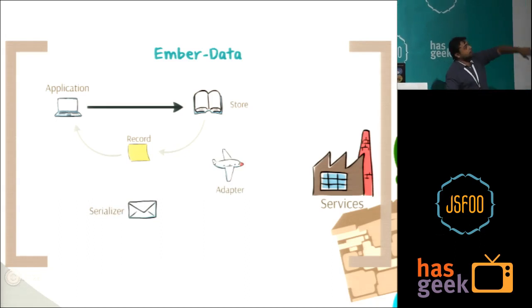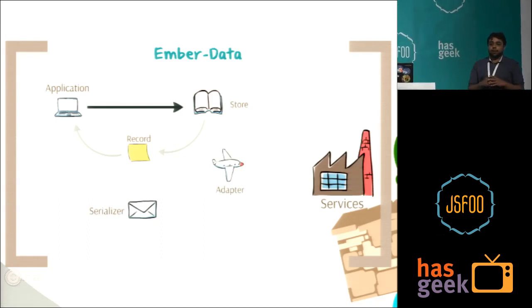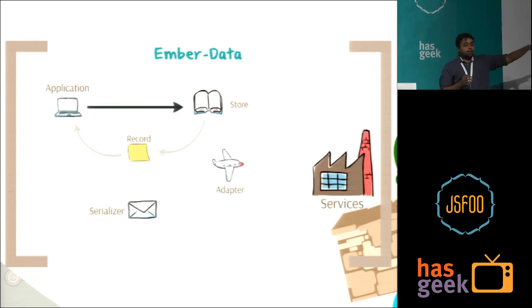So why the plane and the envelope? The serializer will basically serialize your response. So the job of the serializer is essentially to read the JSON and understand it, transform it into the type of the record, and take the record and transform it into something that the service understands. And the adapter basically just does the calling bit. Who to call, where to call, how to go, that is done by the adapter.